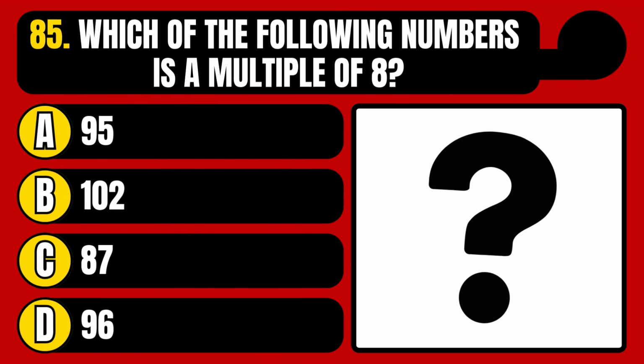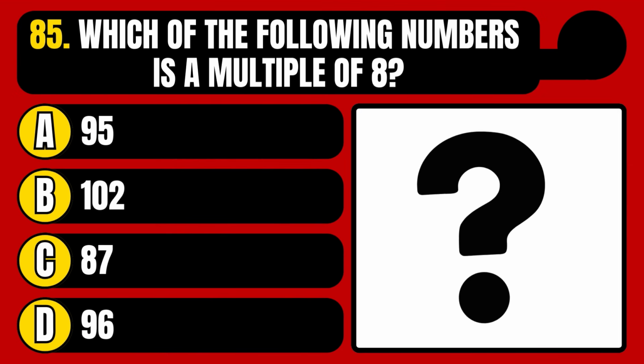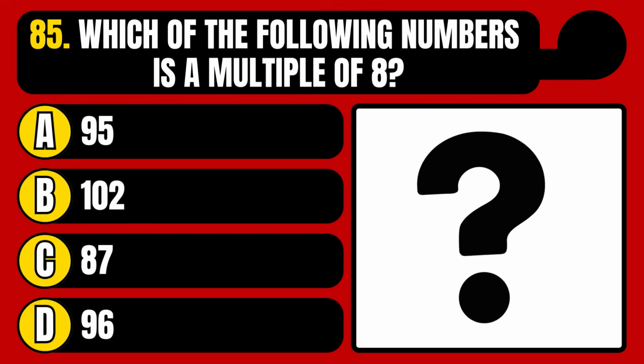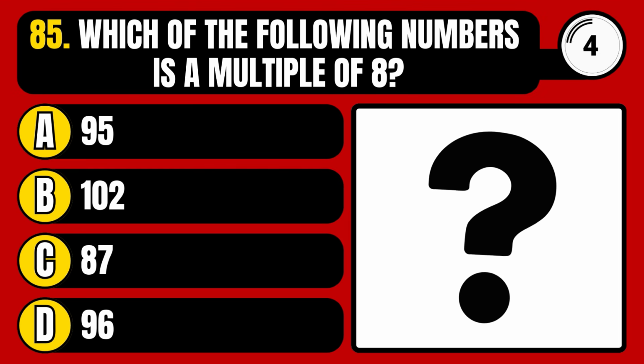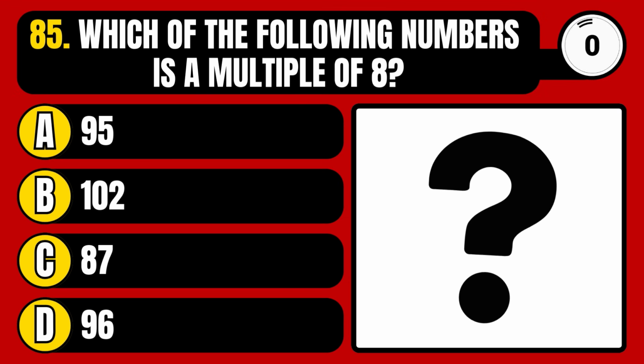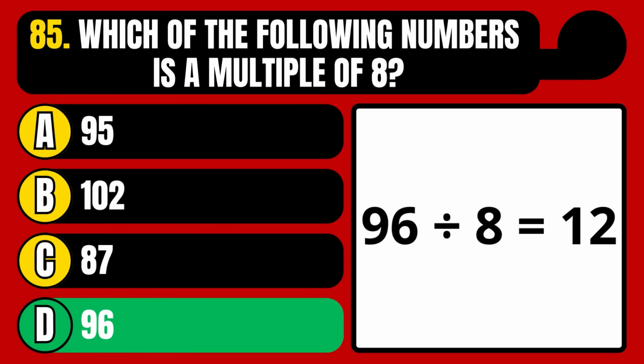Which of the following numbers is a multiple of 8? 95, 102, 87, or 96? The correct answer is option D, 96.